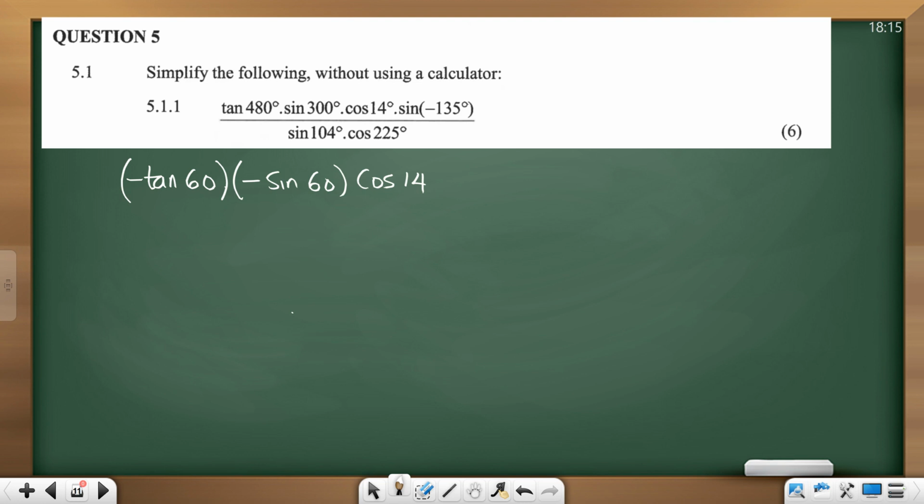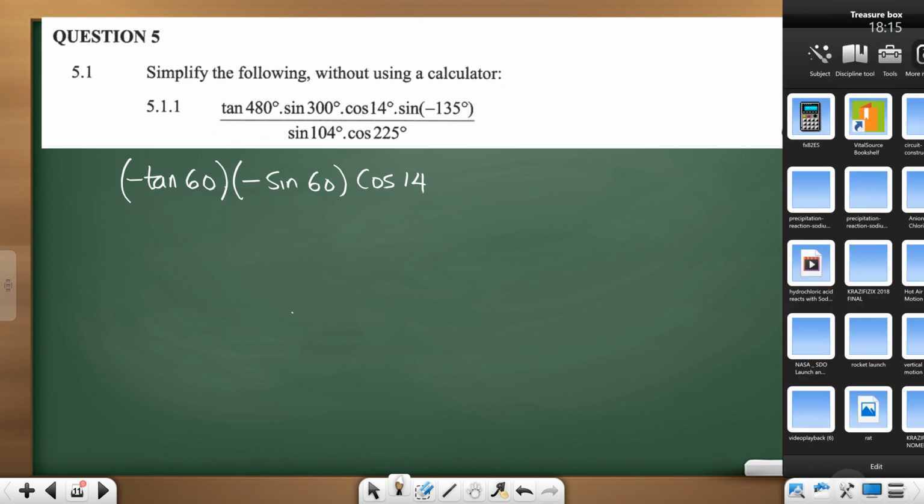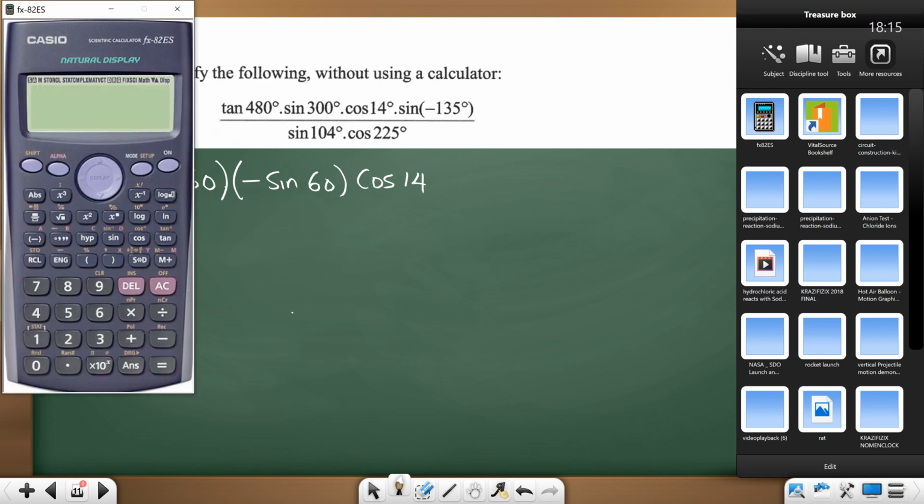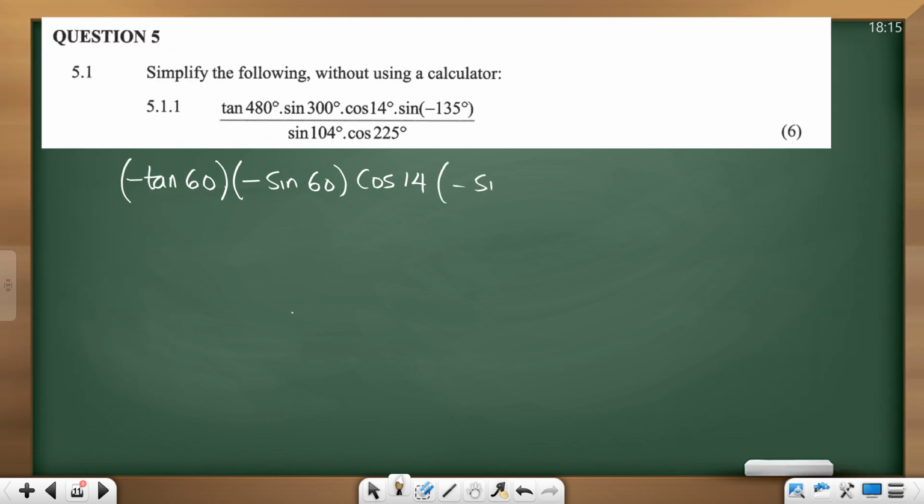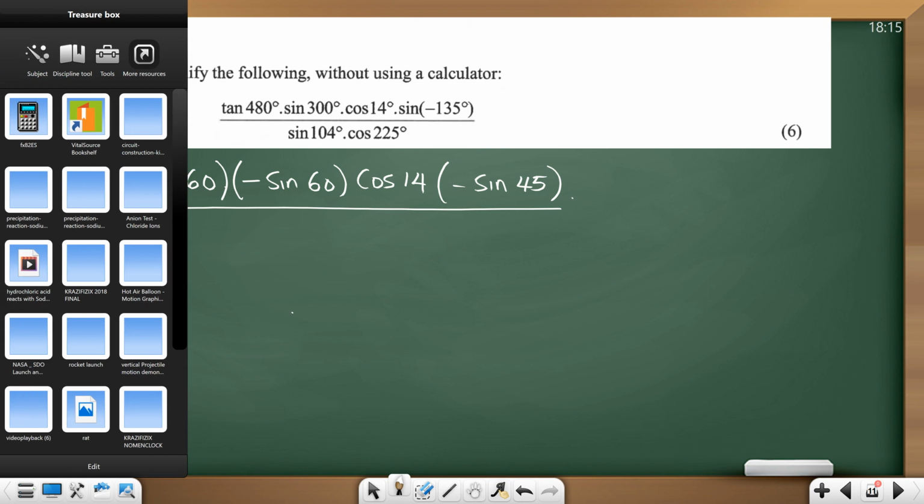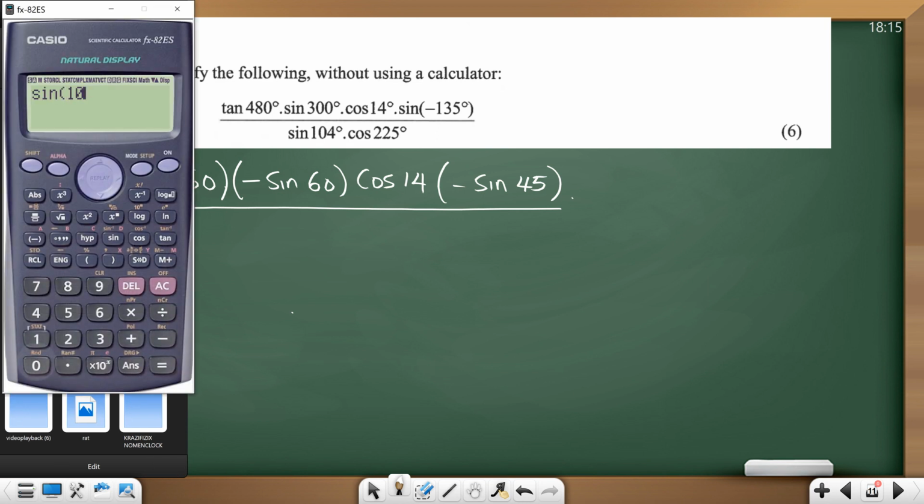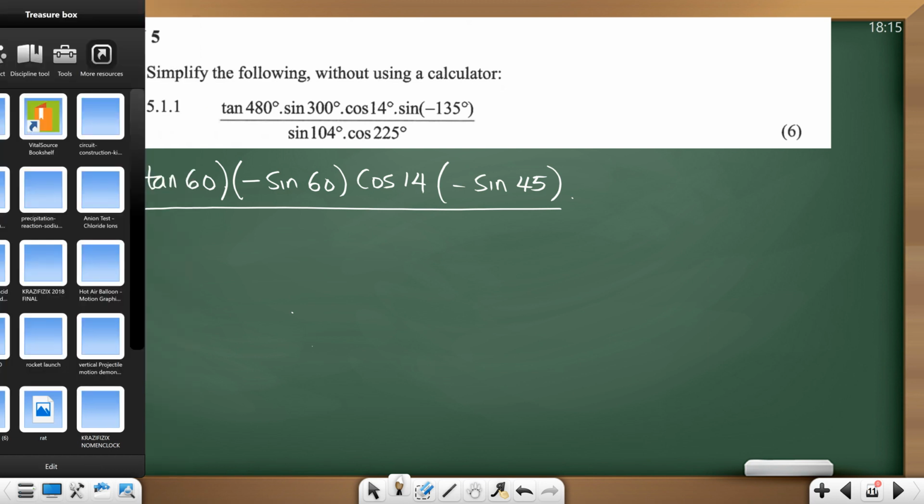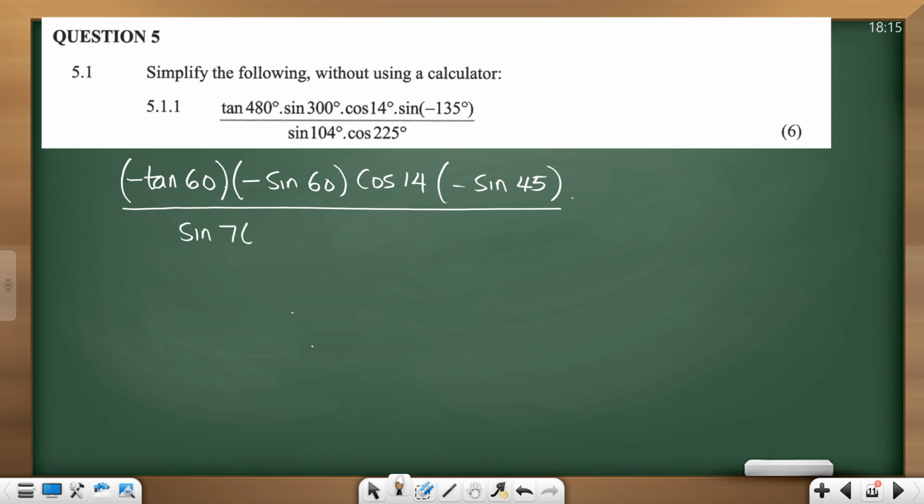What is sine negative 135? Use your calculator quickly. You see, I'm doing this for you to be able to practice. Sine negative 135 equals to shift, sine, answer. What's your answer? Negative 45. You're done. Third mark in the bag out of 6. Over sine 104. Jump to your calculator. No one is going to know. Sine 104 equals to shift, sine, answer. What do you have? 76. I'm getting somewhere. Sine what? 76. Mark number 4. Move to the next one.